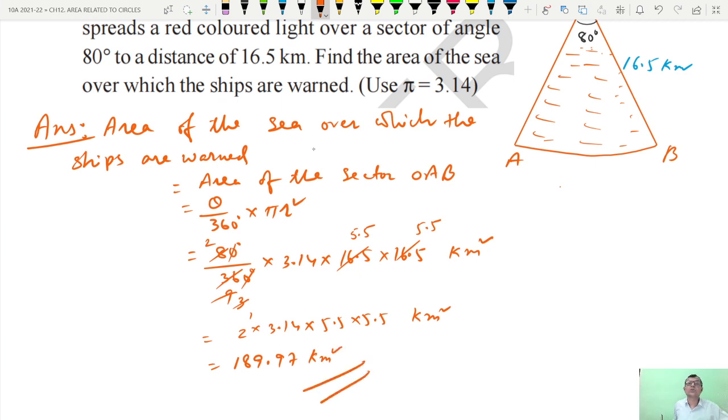189.97 kilometers square. So this is the total area of the sea over which the ships are warned.